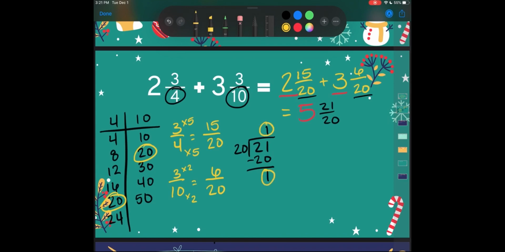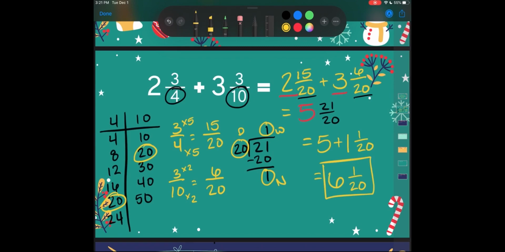So now these pieces are going to be my mixed number. Since 20 goes into 21 one whole time, 1 is my whole number, 1 was my remainder, so it's my new numerator. 20 was our denominator, so it stays 20. So now, instead of it being 5 and 21/20, it's now 5 and 1/20. But we want to put our whole numbers back together. So now it's going to be 5 plus 1 is 6. So we get 6 and 1/20 as our final answer.